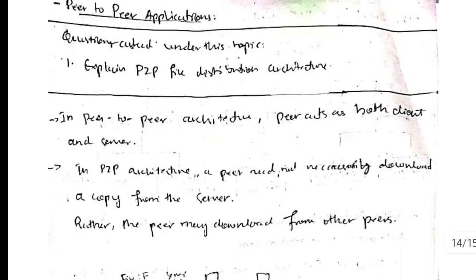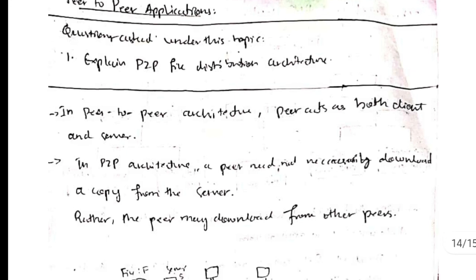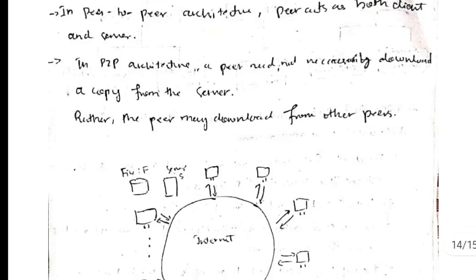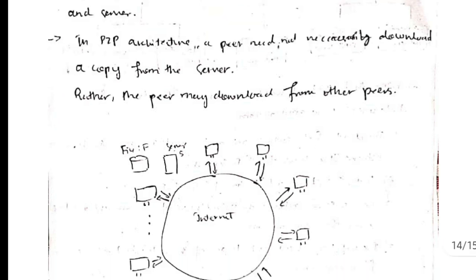Okay, and next is peer-to-peer application. The question is: explain P2P for file distribution architecture. Peer-to-peer we have already discussed before, which means all the clients will be connected with each other, so it's not needed that we always contact the server. We can fetch the data from the client also. So in peer-to-peer architecture, a peer acts both as a client and server. Sometimes it sends the information, sometimes it gets the information. And in P2P architecture, a peer does not necessarily download a copy from the server. It's not necessary that we download from the server only, we can take from the client also. And this is how it's arranged.